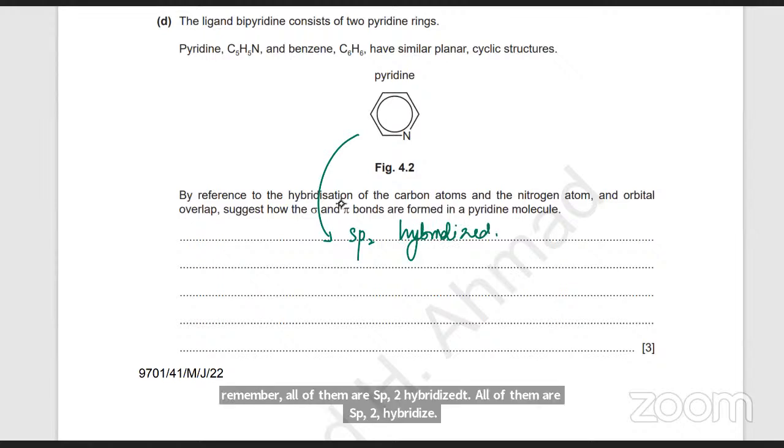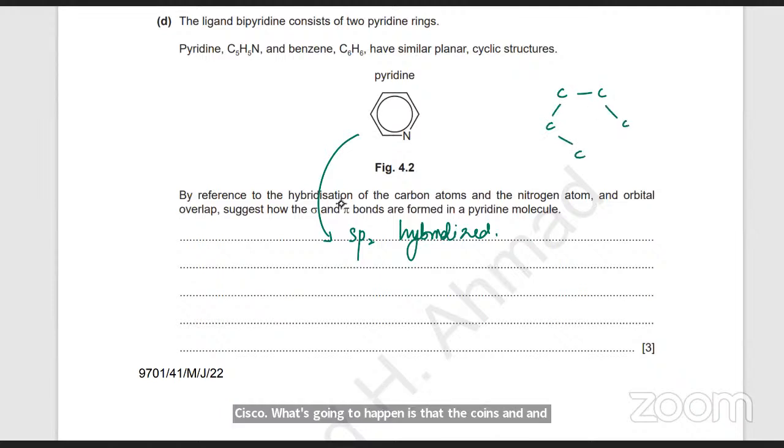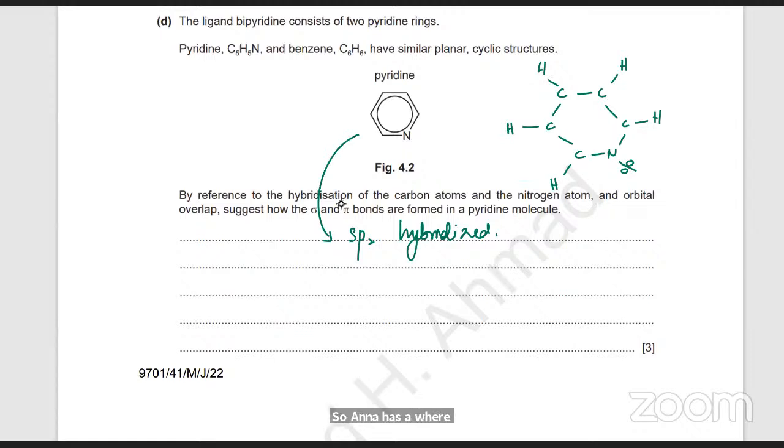As I said, what's going to happen is that the carbons and the N, there's one N as well, all of them will be making one pi bond. Okay? All of them will be making one pi bond. So there's going to be H, something plus H here, as N will not be forming a bond because one of its orbitals is already full. So N has a lone pair where an H can get attached, okay?